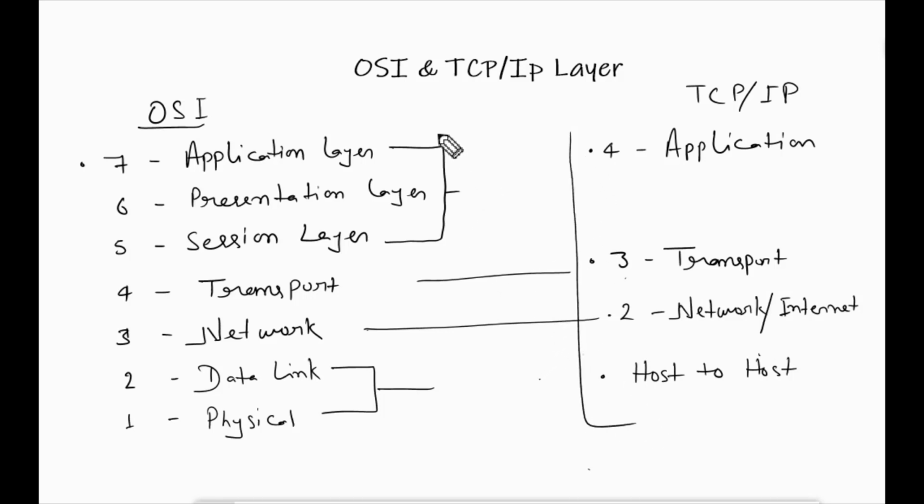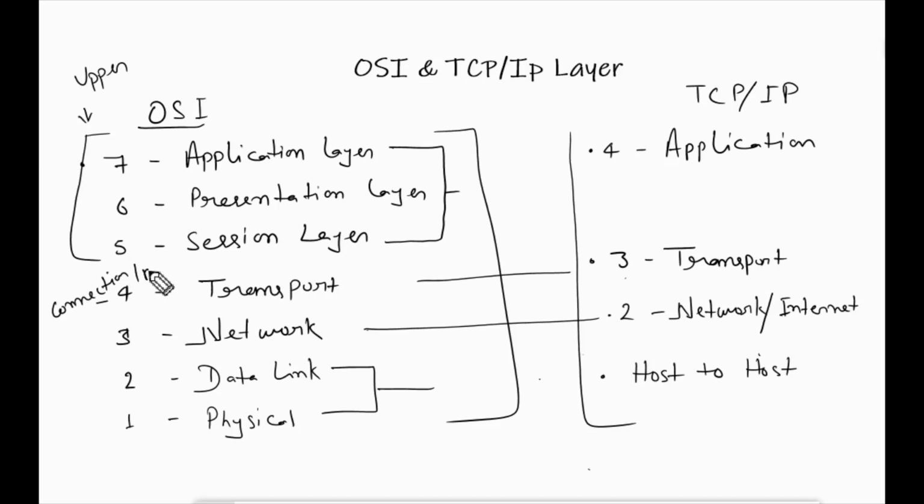TCP has only 4, where OSI has 7. These upper 3 layers, people also call the upper layers. This transport layer is called the connection or backbone layer, and these 3 are called the lower layers. So these are all similar, their functionality is similar, their importance is similar, whatever they do, all of the backend process is similar. So now let's discuss each layer one by one.